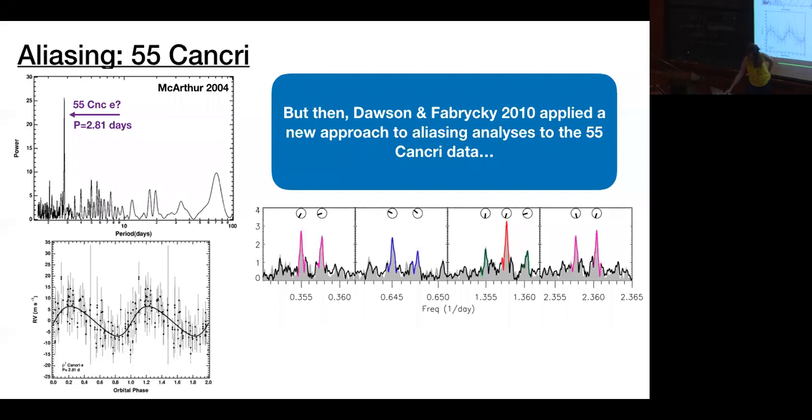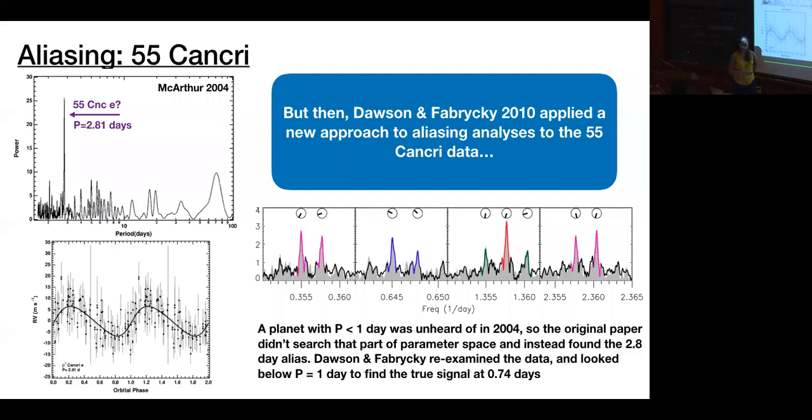Okay, it's over here, and it's more like 0.74 days. Now, a planet with a period of less than a day was mostly unheard of in 2004. So the people that published the original data never bothered to look in that section of parameter space. It was below their sampling frequency. But by looking at that denser region and actually extending the analysis to these shorter periods, higher frequencies, they were able to find the true signal at 0.74 days.